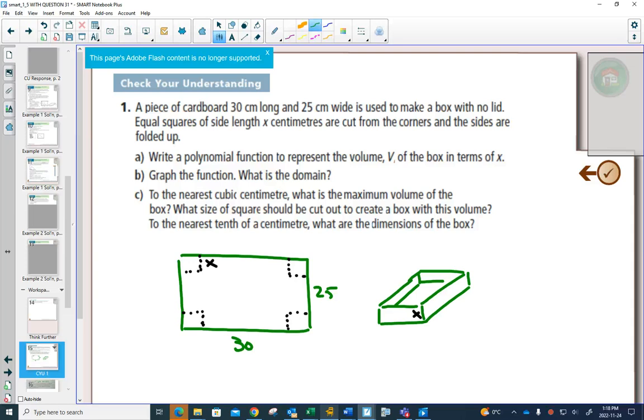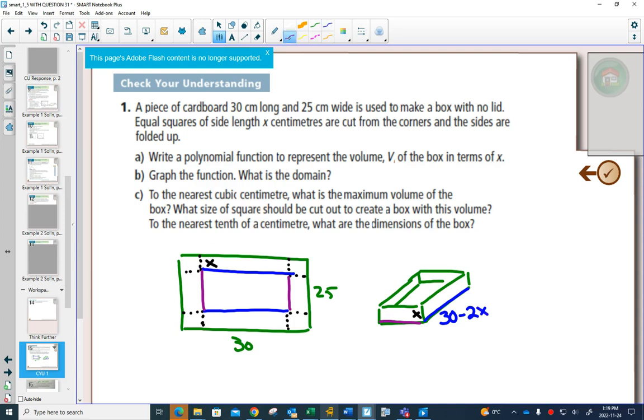Right? If I draw this line here in blue, that represents this section in blue. And I'm going to draw this line in purple. Can you see that that represents that one there? These are the purple lines. Those would be the blue lines. How long is that blue line? 30 minus two X's, because you took an X off here and you took an X off there.